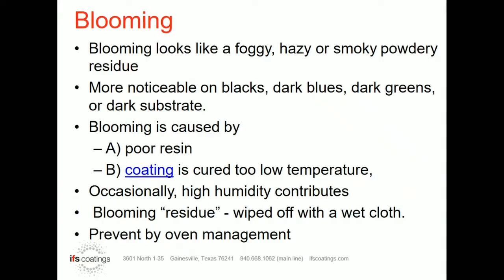For starters, let's start with a common one we see, a defect that we call blooming. I'm sure everybody's seen blooming at some point in time. Blooming tends to look like a foggy or smoky look across the area of a part. It could be a small area of the part. It could be the whole part. But sometimes it'll even look like a powdery residue. We normally see blooming on dark colors, your blacks, dark blues, dark greens. That is normally where we will see blooming the most.